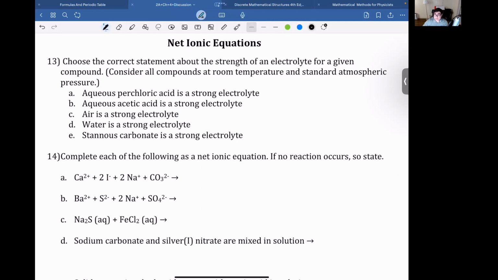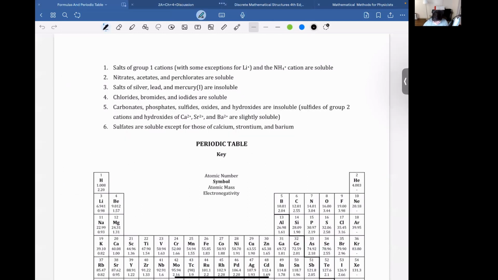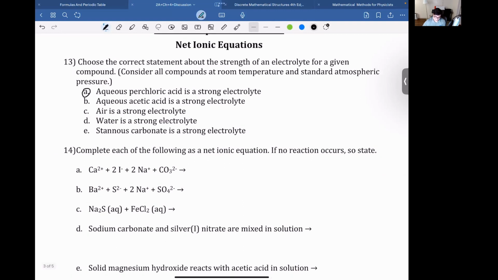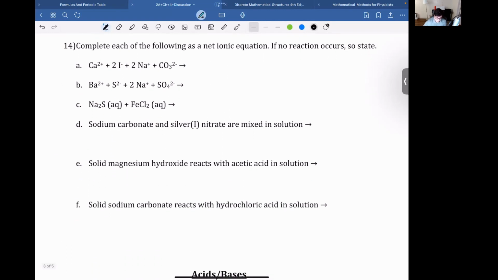Looks like stannous carbonate is actually, let's look at the solubility table. Let's see if they have it on here. It says carbonates are insoluble, so stannous carbonate will be less soluble than perchloric acid. Perchloric acid's a pretty strong acid. So the answer is A. Again, you're just looking for the thing that dissolves the most and gives you the most ions.